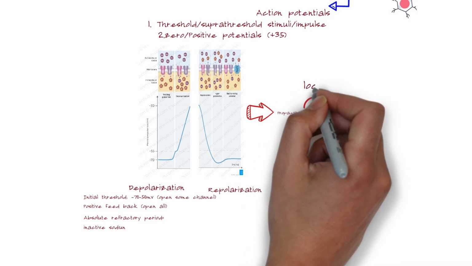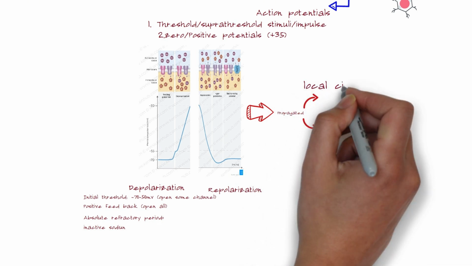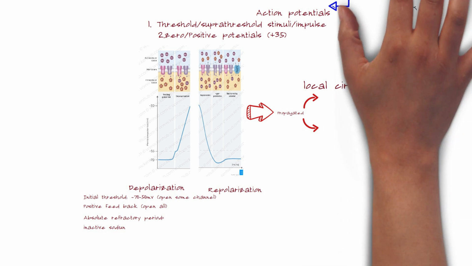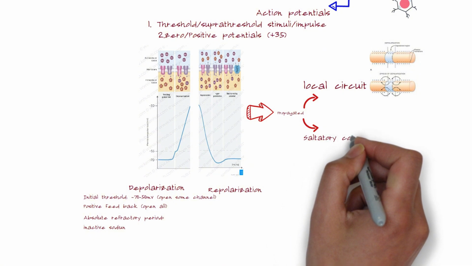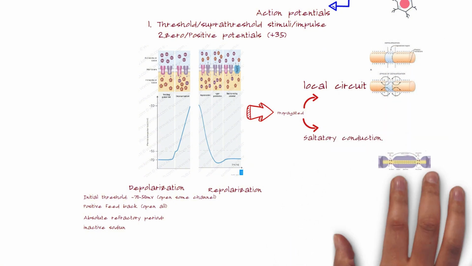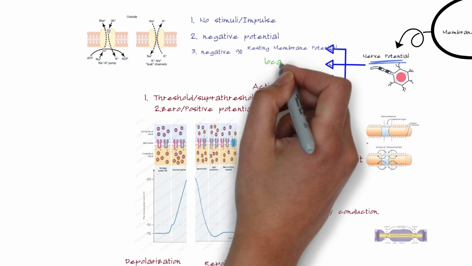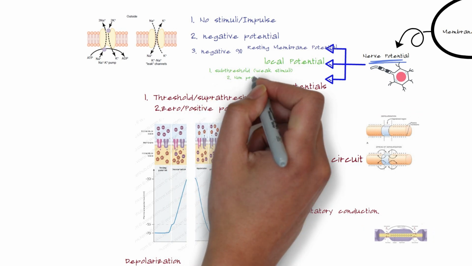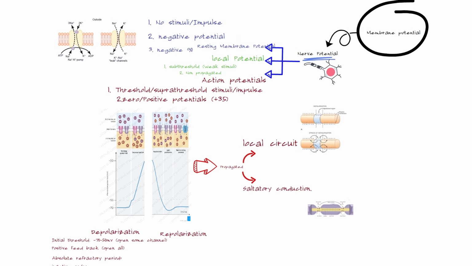Finally, the local potential. This occurs with a sub-threshold stimulus, in which the stimulus is not strong enough to open all the sodium channels or enough amount of the sodium channels. So the negativity decreases but not enough to create an action potential, and this type of potential is not propagated.